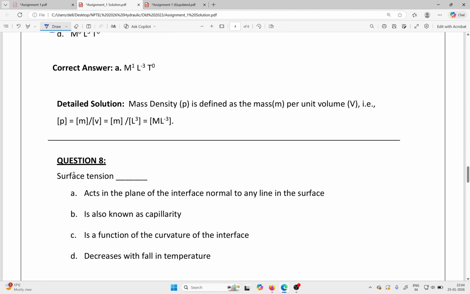Surface tension in a plane of interface normal to any line in the surface is also known as capillarity, is a function of curvature of the interface, decreases with the fall in temperature. Means surface tension decreases when the temperature decreases. Option D. It is in a plane of the interface normal to any line of the surface.